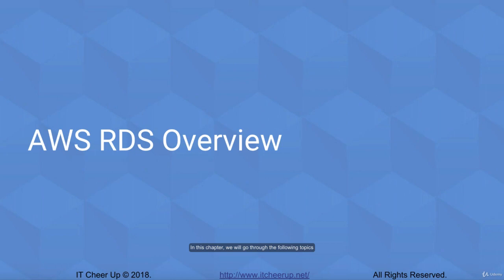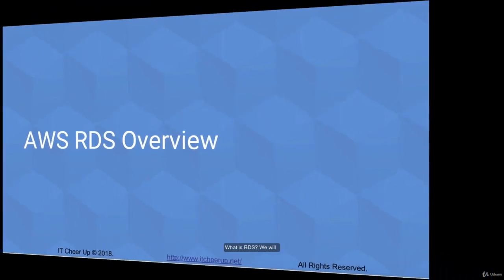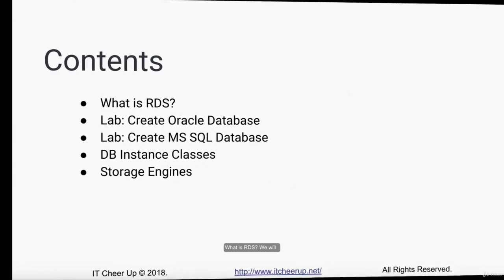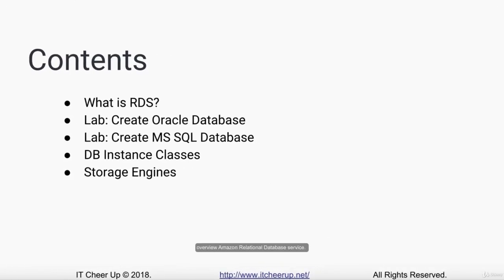In this chapter, we will go through the following topics. What is RDS? We will overview Amazon Relational Database Service. Then we will do 2 laboratories to get familiar with RDS. We will create Oracle database and MS SQL database. Run some simple queries on these databases.